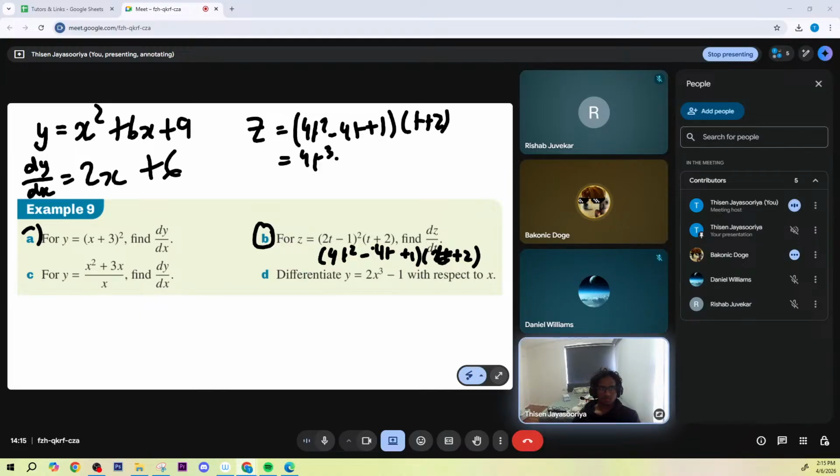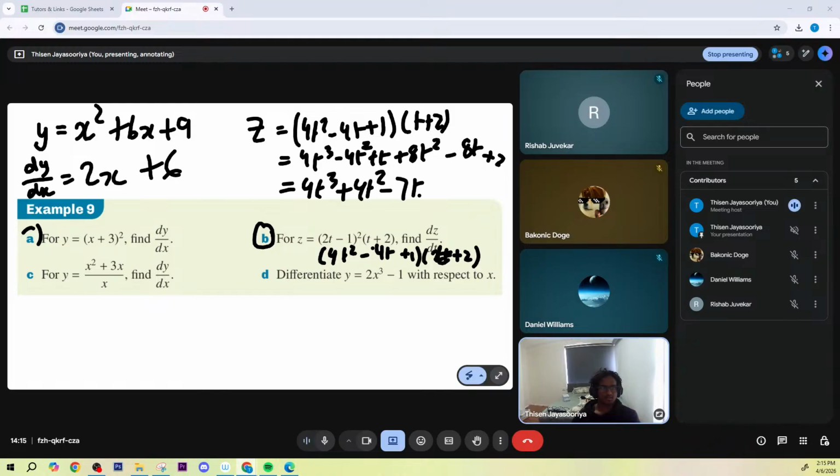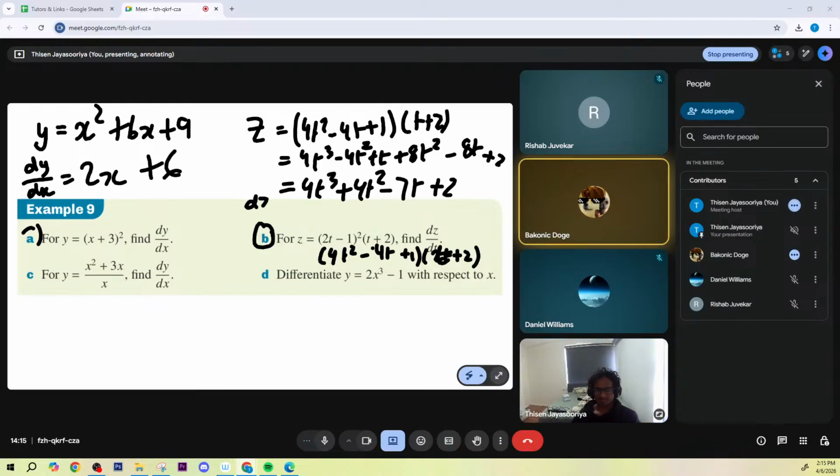So that's 4t plus t, take 8t squared, plus 8t squared, plus 2. So that means we get 4t cubed plus 4t squared, take 7t plus 2, which means what's the derivative of this one? 12t squared plus 8t minus 7.